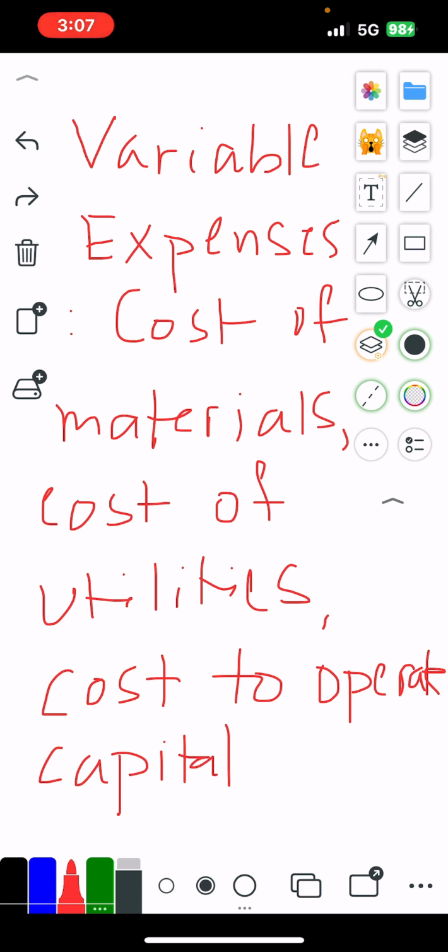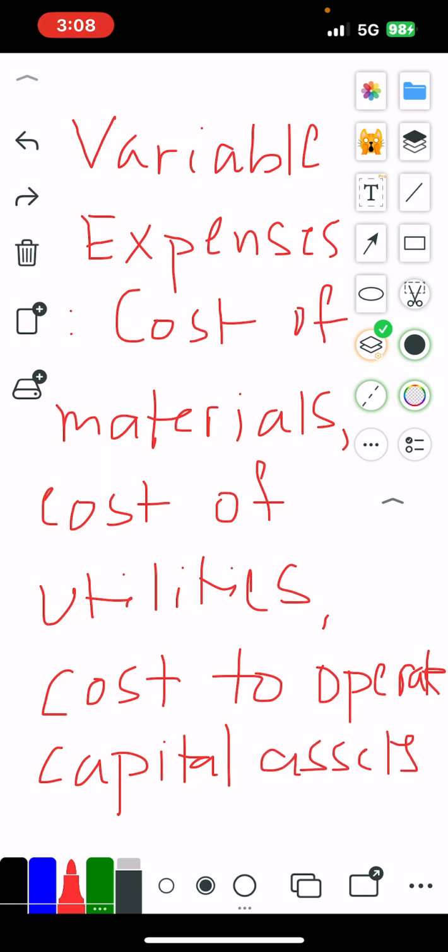And what I mean by capital assets, we're talking about machinery and equipment in a factory, for example. The machines may break down every now and then, which basically means that your operating expenses may be different every month, depending on how frequent they break down. So this has to do with cost to operate capital assets.